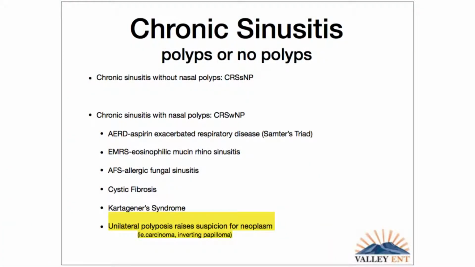EMRS is another type of chronic sinusitis with polyps, allergic fungal sinusitis, cystic fibrosis, Kartagener syndrome, which is similar to cystic fibrosis in that their cilia don't work well. And then I just want to mention unilateral polyposis. In a patient, you really need to be suspicious for a neoplasm. Unilateral polyposis, be suspicious for some type of neoplasm growing there.